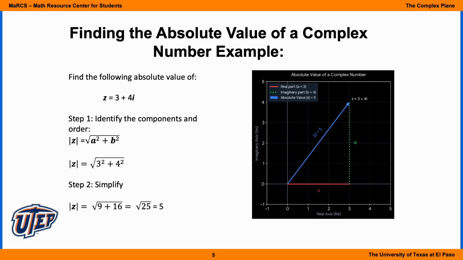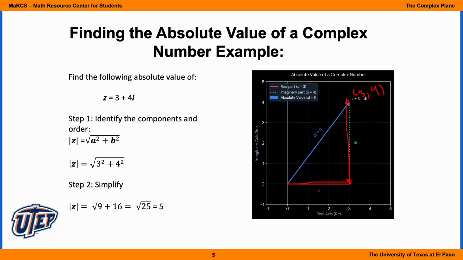Here we're told to find the absolute value of the complex number z equal to 3 plus 4i. So first we can determine the real and the imaginary part. We have 3 in the real portion, so this will be the point 3 for the real. And then for the imaginary part, we have 4 right here. So 3 comma 4.